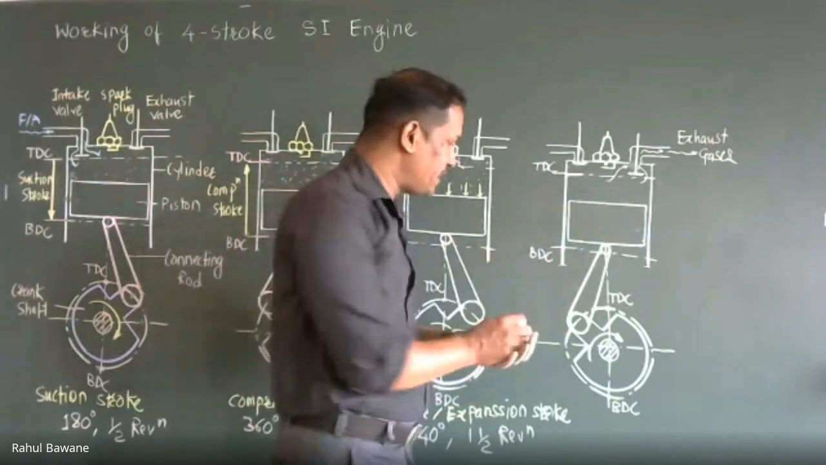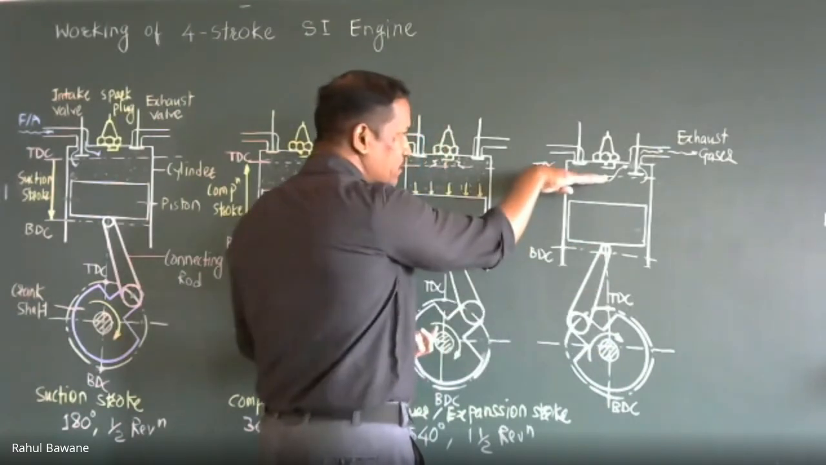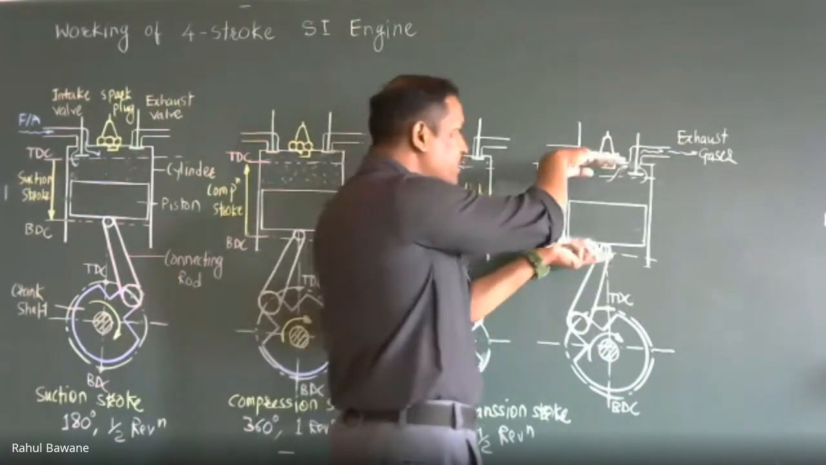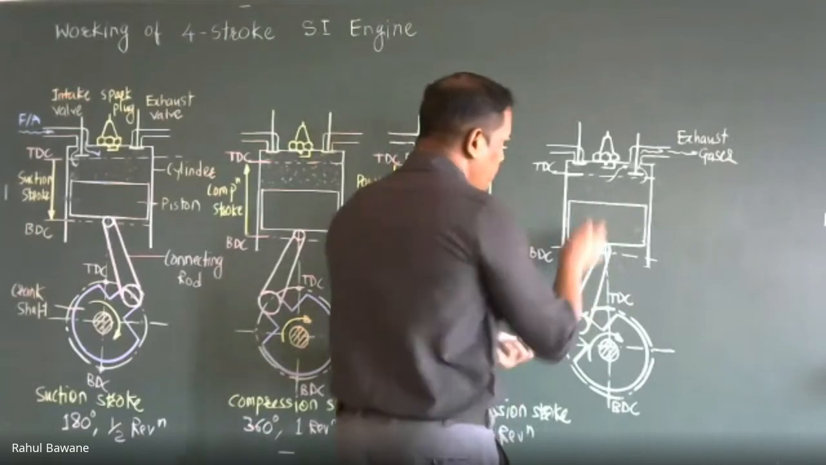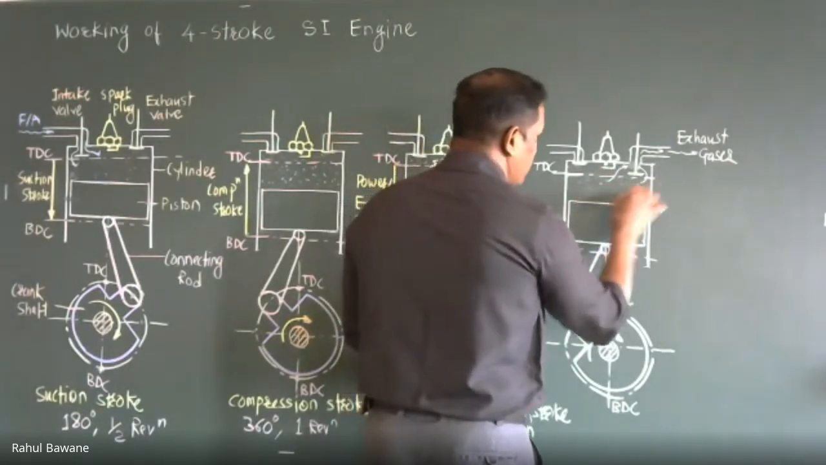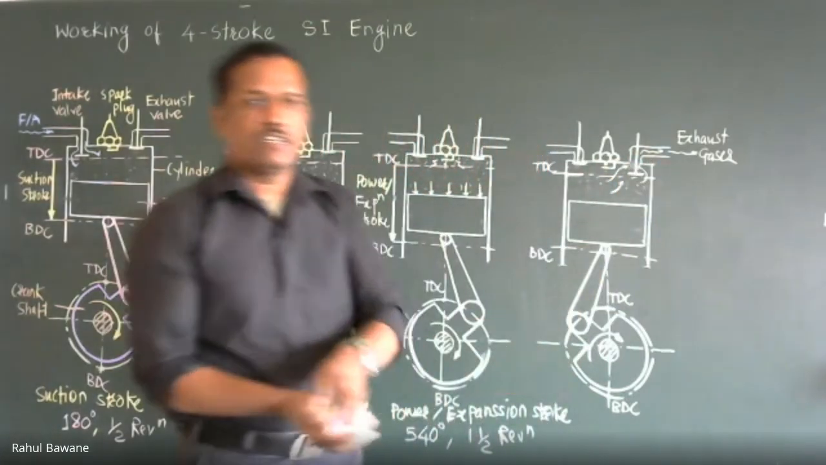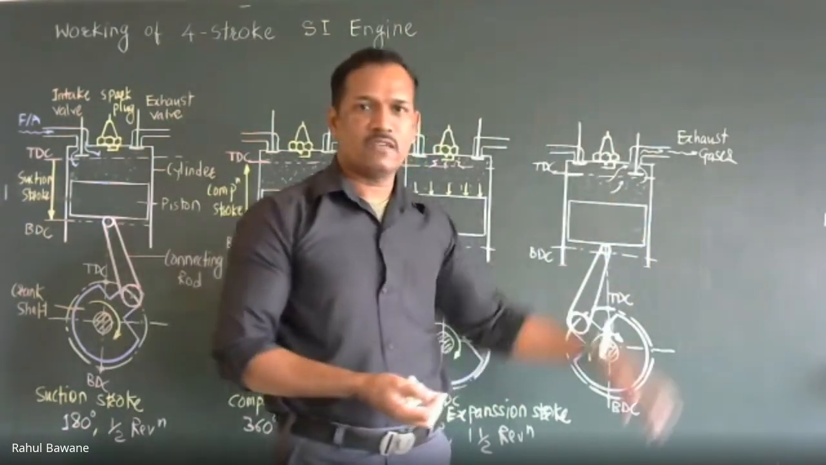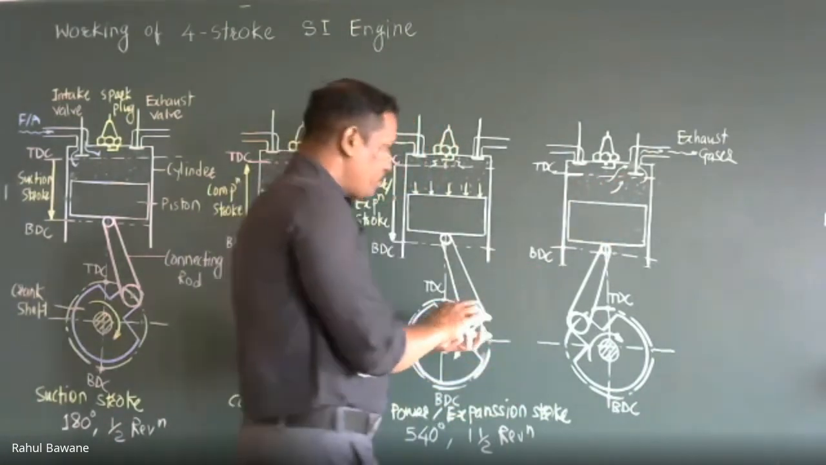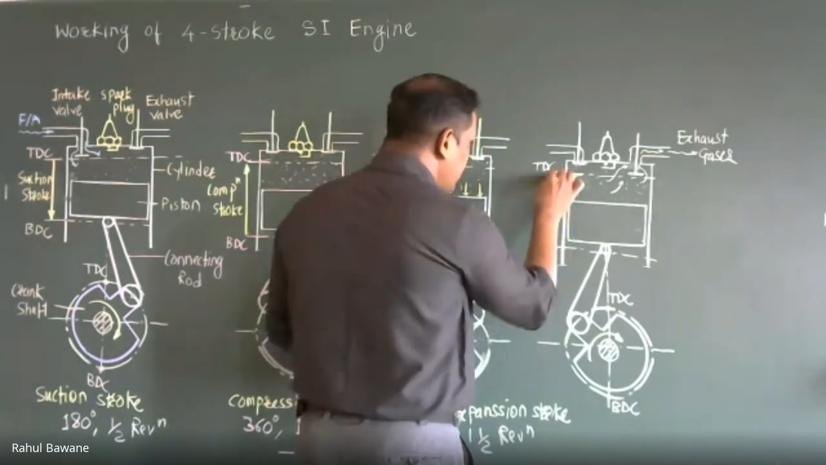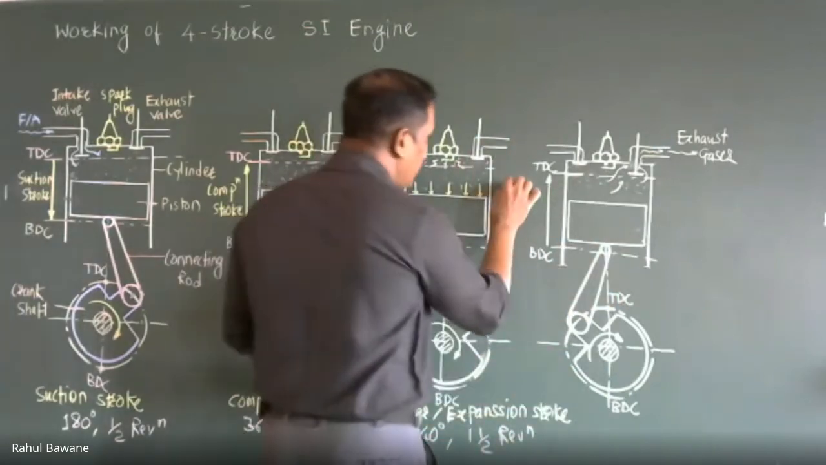And the remaining exhaust gases, when the piston moves from BDC to TDC, that means from this to this, it is actually reducing the volume and pushing out all the remaining exhaust gases. So some exhaust gases will be removed due to self pressure as soon as the exhaust valve opens, and the remaining exhaust gases will be pushed out by the piston movement from BDC to TDC. During this complete stroke of the piston, exhaust gases are removed, so this stroke is called the exhaust stroke.